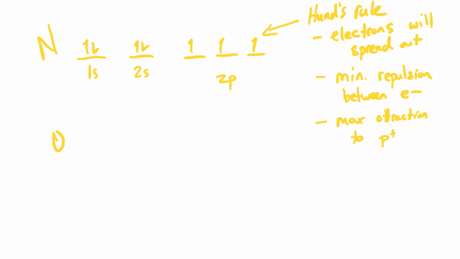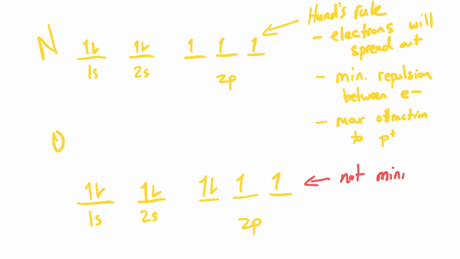Now, if we look at oxygen and we look at the orbital diagram, 1s, 2s, 2p. So there are 4 electrons in the 2p. This arrangement up top represented a minimum repulsion arrangement. They were as spread out as far as they could be. This is not minimum repulsion. And if it's not minimum repulsion, it is not maximum attraction.